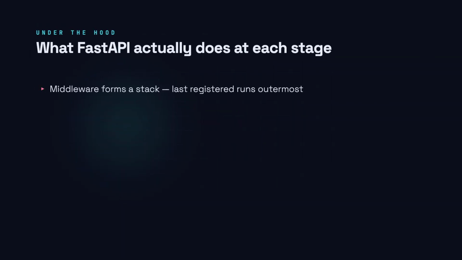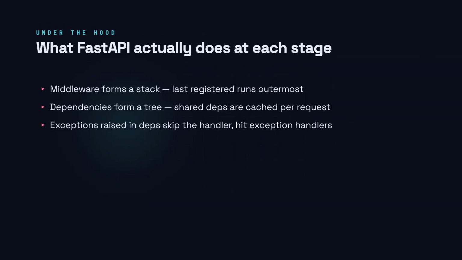A few details worth knowing. Middleware is a stack, so if you register A then B, the order is A wraps B wraps your route, and B runs closer to your handler. Dependencies form a tree, and FastAPI caches a dependency's result within a single request, so 2 routes that share a dependency do not call it twice.